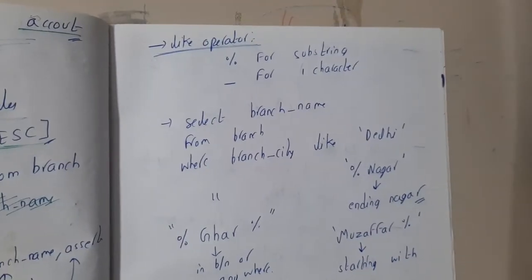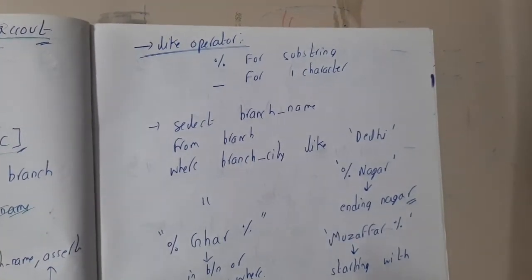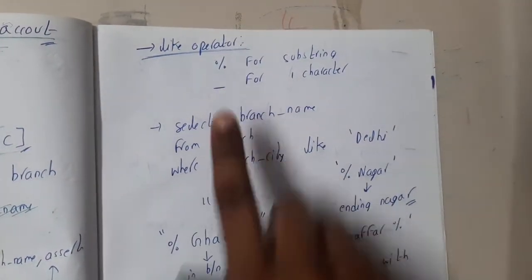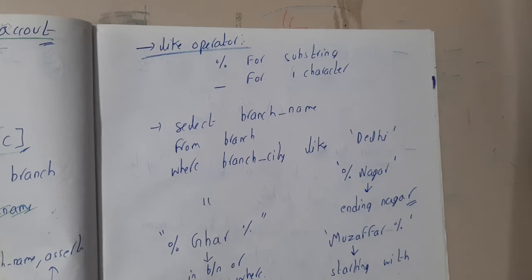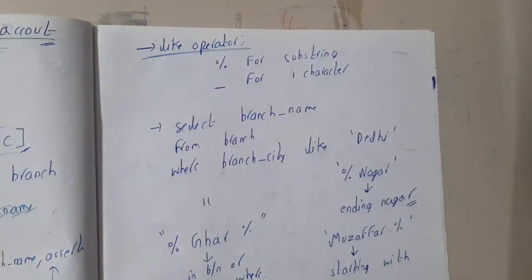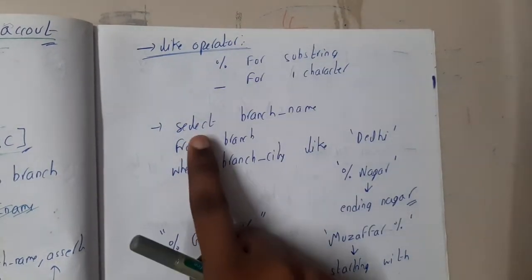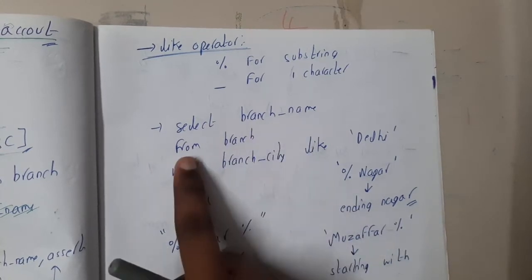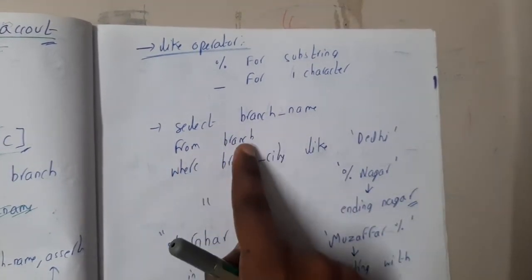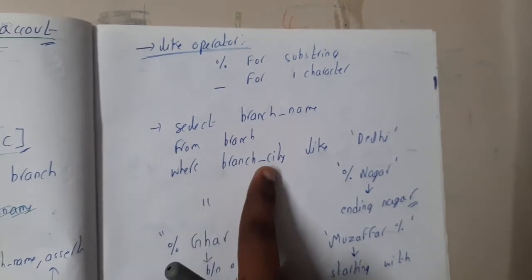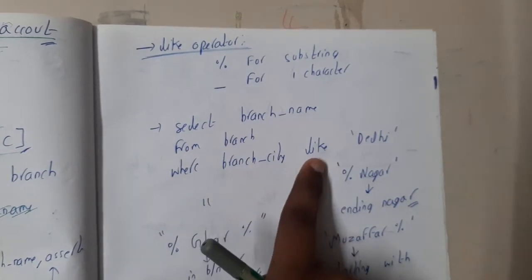Now there are 2 popular operations, guys. The first is percentage and the second is underscore. Percentage is mainly used, as I told you, like a search engine. So if I write it this way: first let us discuss percentage. SELECT branch_name FROM branch WHERE branch_city LIKE 'Delhi'.